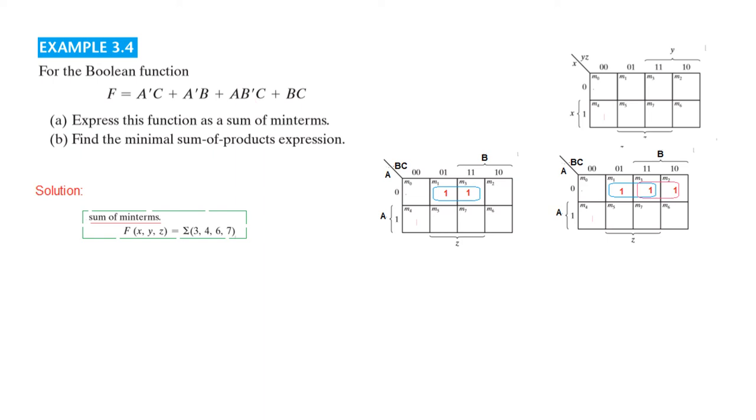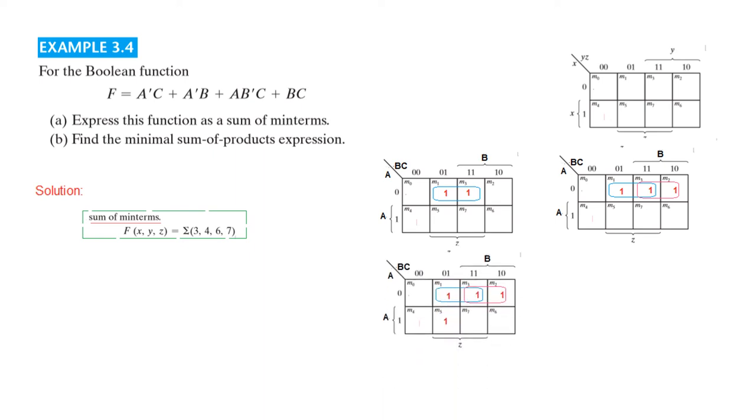Third one, A B dash C, all three, so we'll mark just one box. Let's see, A B dash C. That means we have to be here: A B dash, these two, and C here is 1. So this is the box M5. So we plug in 1 there.